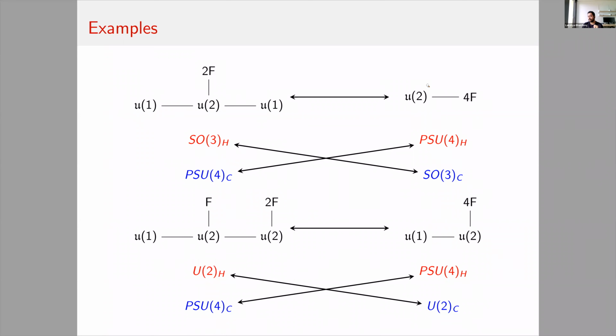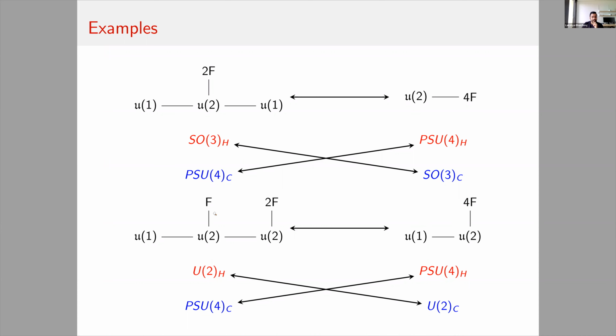On the right-hand side, again, the same logic works. You only have adjoints. So you have SO3 Coulomb, and then they match. So let's do another example where there are some unbalanced nodes to see how it works there. So here, this is another example of mirror duality.